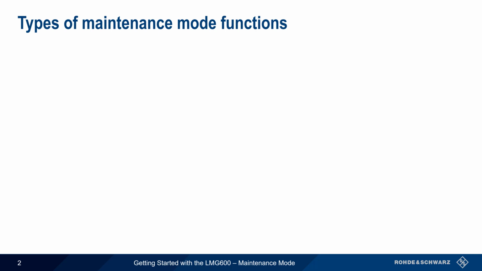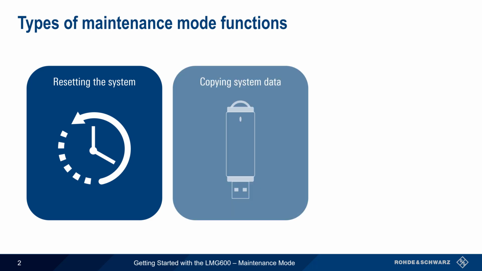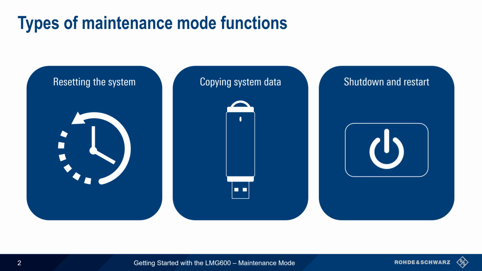Maintenance mode functions on the LMG can be divided into three general categories. The first is resetting the system, that is, clearing all user-configured values or returning the system to its factory default state. Another set of functions involve copying system or error data to a USB drive for troubleshooting and/or support purposes. And finally, maintenance mode can also be used to shut down or restart the LMG.